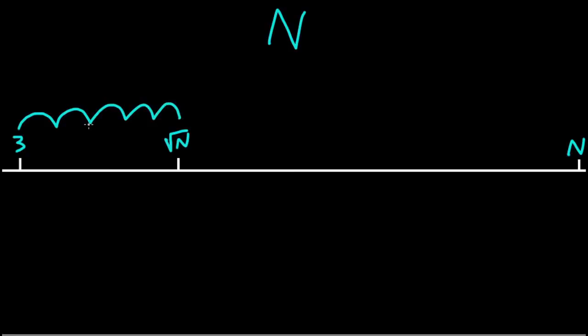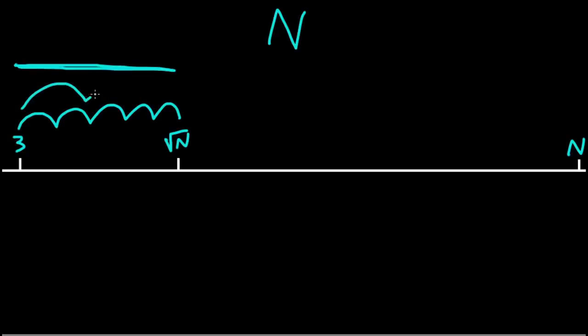Now to recap, we are checking if some number n is prime by doing a trial division. Here is the square root of n, and here is 3. Starting at 3, we were hopping along by 2, up until the square root of n, and at each point along the way checking if that number divides n.